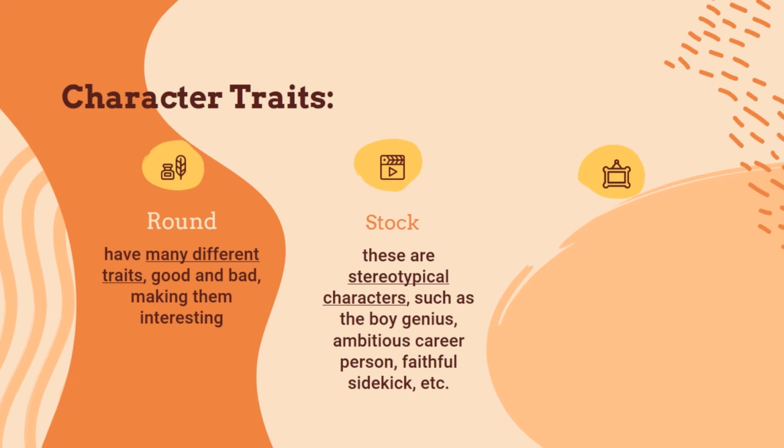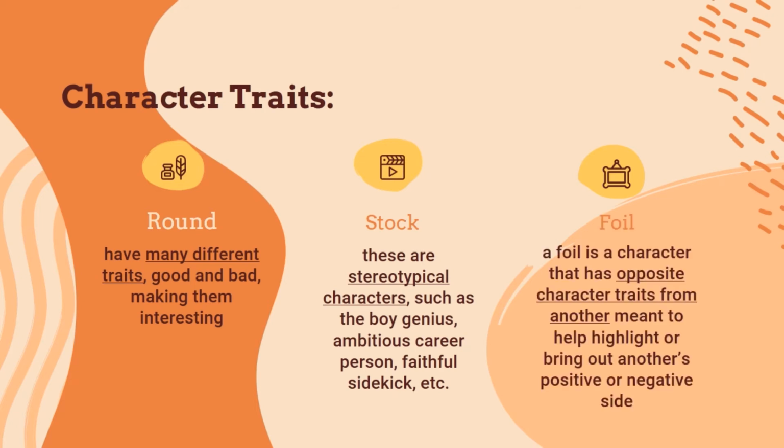Fifth, stock. These are stereotypical characters such as the boy genius, ambitious career person, faithful sidekick, mad scientist, etc. Stereotypical means relating to a widely held but fixed and oversimplified image or idea of a particular type of person or thing. They are instantly recognizable to readers because it pops up everywhere. Other examples are evil stepmothers, tortured artists, and reluctant heroes.